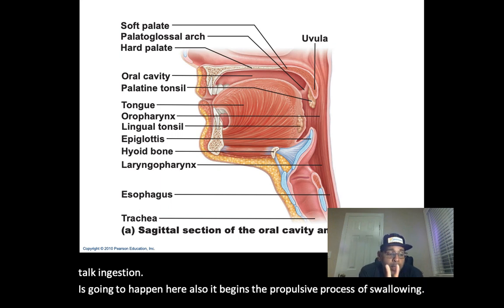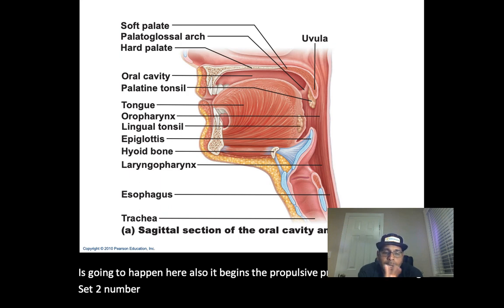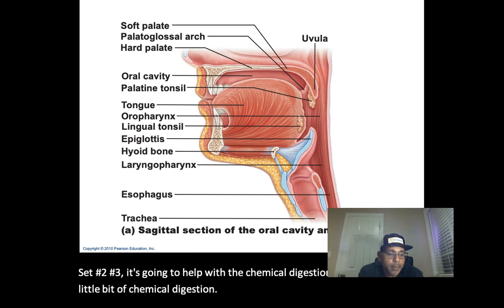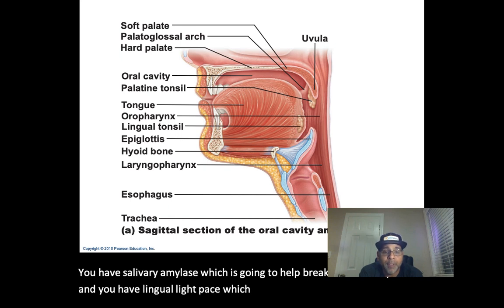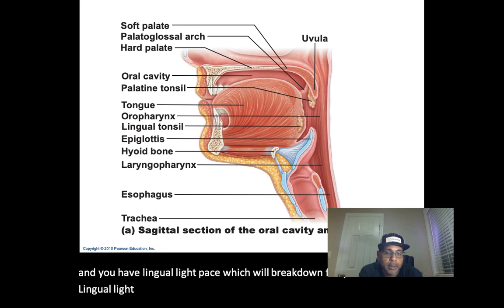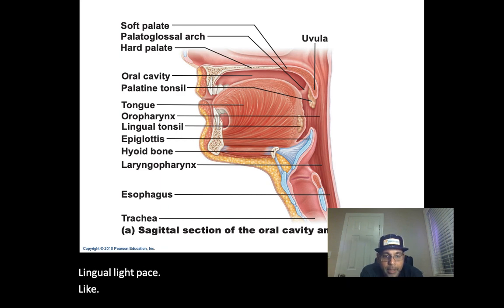That's number 2. And number 3, it's involved with a little bit of chemical digestion. You have salivary amylase, which is going to help break down starchy foods, and you have lingual lipase, which will break down fatty foods. Lingual lipase. Not chase. Lipase. A-S-E.